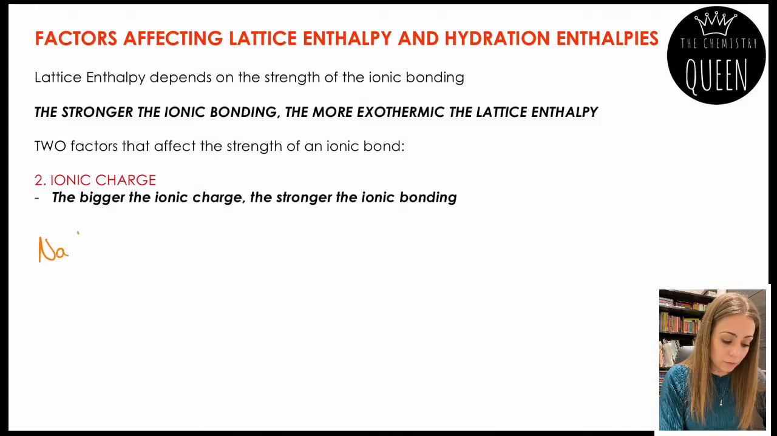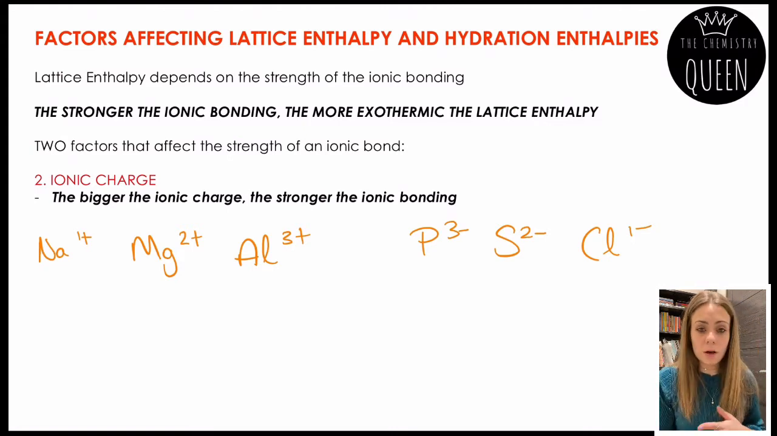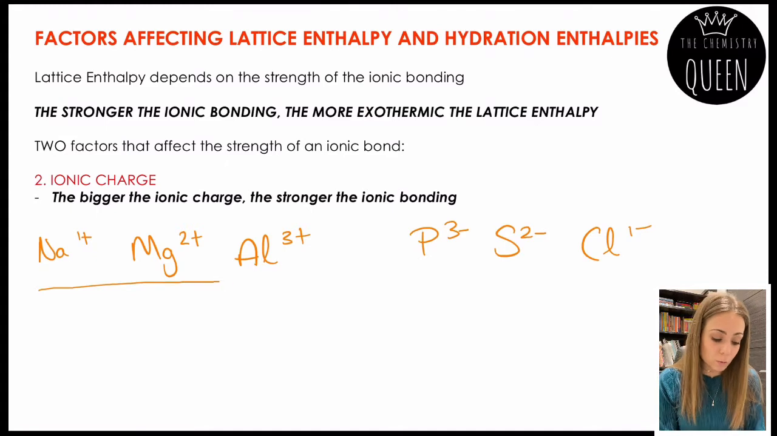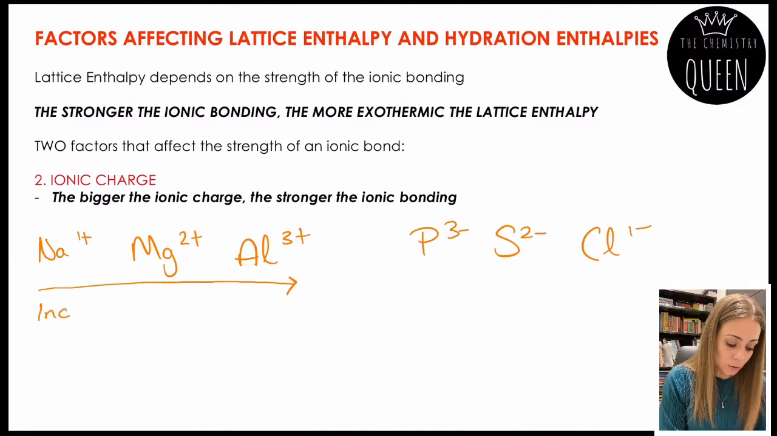Let's stick with period 3 ions as examples. So we've got sodium 1 plus, magnesium 2 plus, aluminium 3 plus, phosphorus 3 minus, sulfur 2 minus, and chloride 1 minus. So again, we can't compare the positives with the negatives. We can compare within the positive ions and within the negative ions. So looking at the positive ions, as we go across the period, we can see that the charge actually gets bigger. So aluminium has the biggest charge with 3 plus, followed by magnesium with 2 plus, followed by sodium with 1 plus. So as we go across a period, we can see that there's an increase in charge.